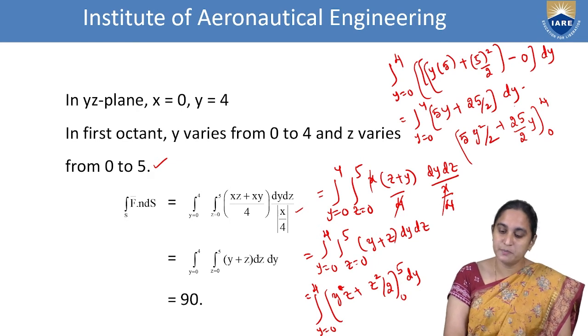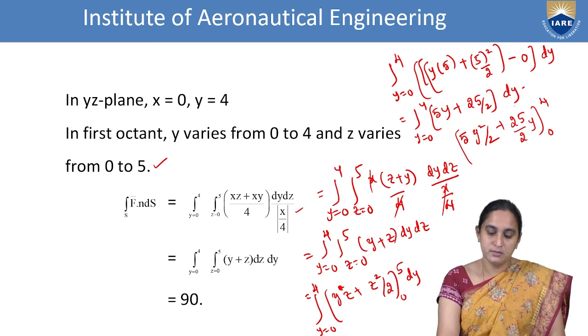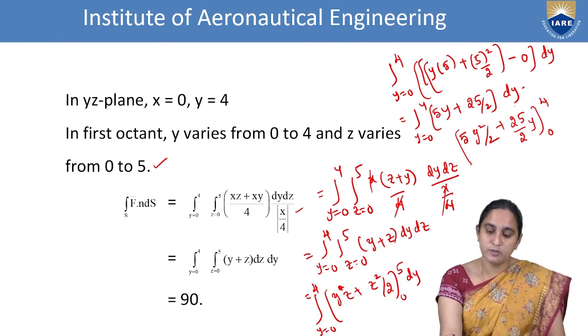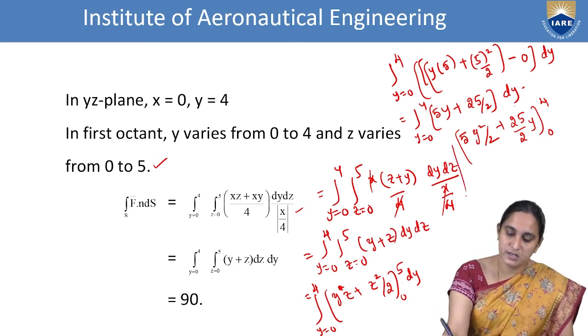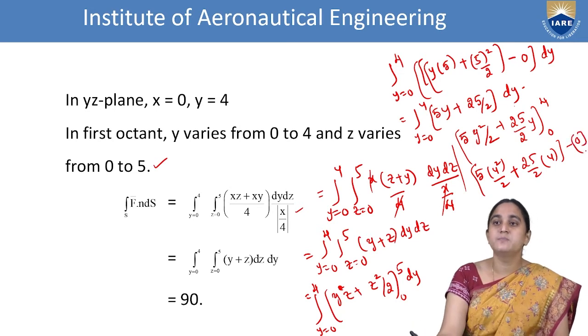Then substitute the limit points. Once you observe here, the integration of yz with respect to z is yz plus z square by 2, which after substituting gives y into 5 plus y square by 2 minus 0, right? And next the integration with respect to y, that is 5 into y square by 2 plus 25 by 2 into y. Then substitute the limit points, that is 5 into 4 square by 2 plus 25 by 2 into 4, and we subtract the lower limit 0.